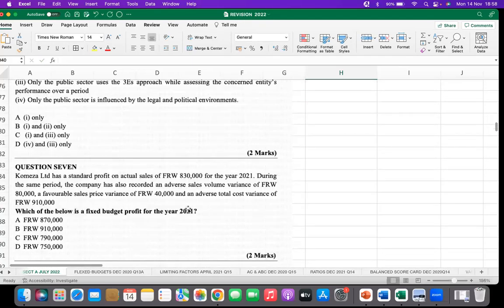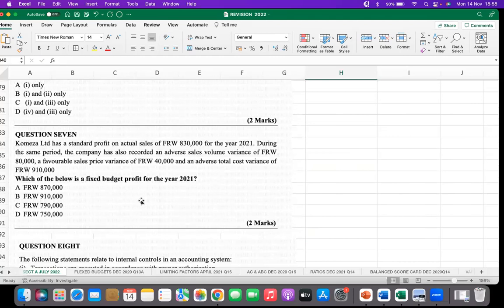Question number 7. So what does question number 7 ask you? Comesa Limited has a standard profit on actual sales of 830,000 for the year 2021. During the same period, the company has also recorded an adverse sales volume variance of 80,000, a favorable sales price variance of 40,000 and an adverse total cost variance of 910,000. Which of the below is the fixed budgeted profit for the year?